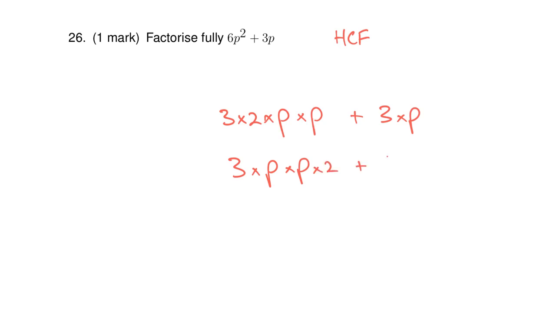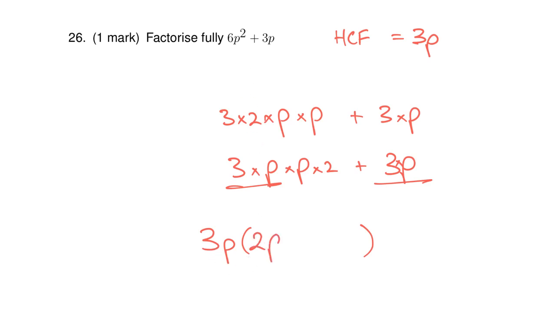Now the reason I do that is because now I can see that there's a common factor. I've got a 3 times p here and a 3 times p here. So the highest common factor is 3p. In other words, 3p fits into 6p squared and it also fits into 3p. So I'm going to put that outside my brackets because the highest common factor goes outside the brackets. What do I have to multiply 3p by to get 6p squared? Well, it happens to be 2p because it's the bit that's left, isn't it?